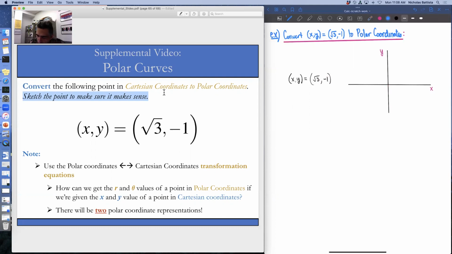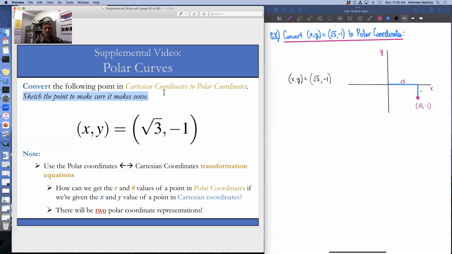So again, the way in which we do this is we move out a distance of, say, square root of 3 from the origin, and then we move down a distance of 1. So our point in this problem is this point in Cartesian coordinates of square root of 3, minus 1. The important thing to take away from this is basically that we are in quadrant 4. That's where the point that we care about actually lives.